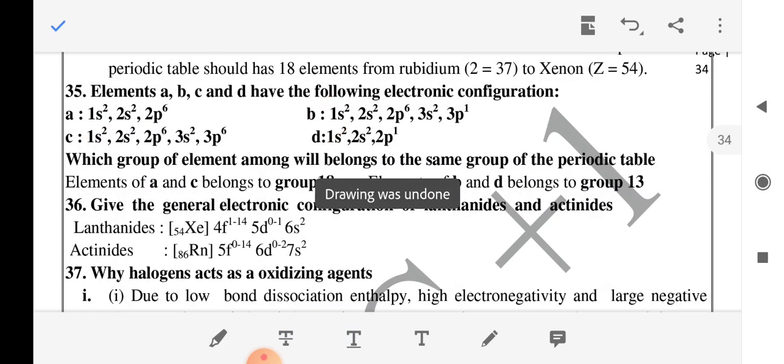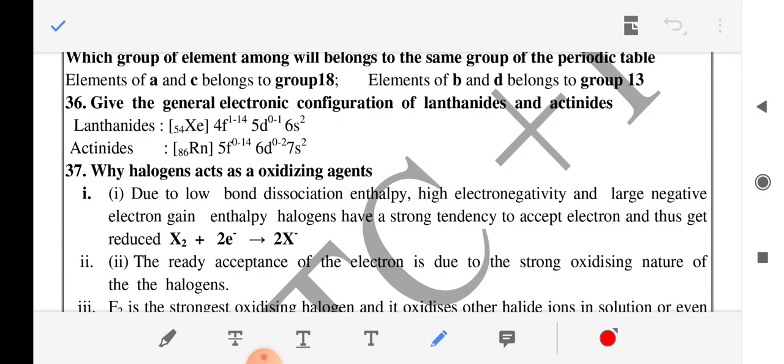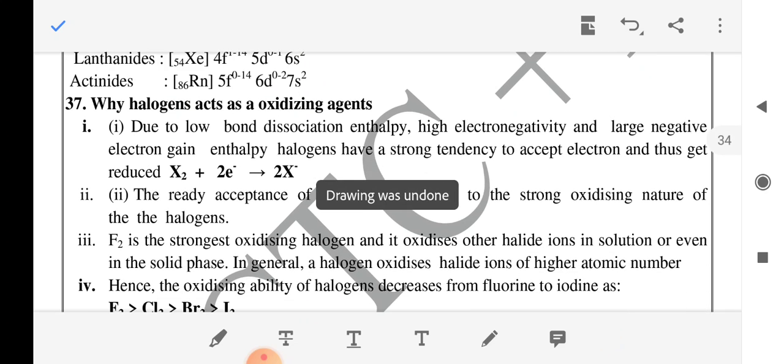The next question: write the electronic configuration of lanthanides and actinides. Lanthanides have the noble gas configuration of xenon, 54, and are 4f block elements: 4f with 1 to 14 electrons, 5d 0 to 1, then 6s2. This is the electronic configuration of lanthanides. Actinides have radon, 86, then 5f with 0 to 14, 6d 0 to 2, then 7s2. This is the electronic configuration of the lanthanides and actinides. These two are f block elements.